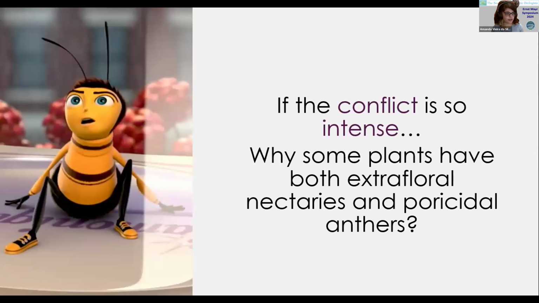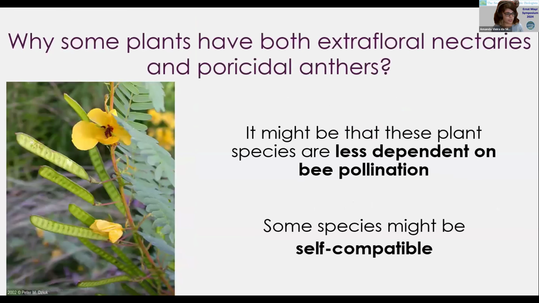But one thing that got me thinking about this result was that some plants have both traits. So they have extrafloral nectaries and poricidal anthers. But if this conflict is so intense, what happens to these plants? And we raised some hypotheses about this.